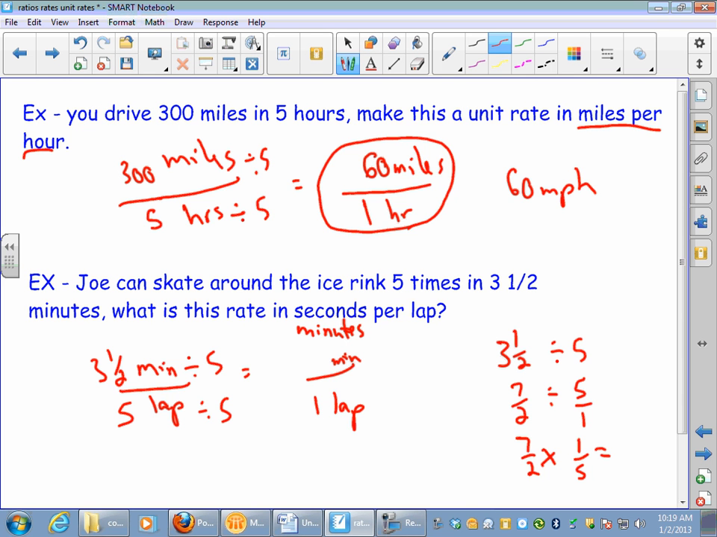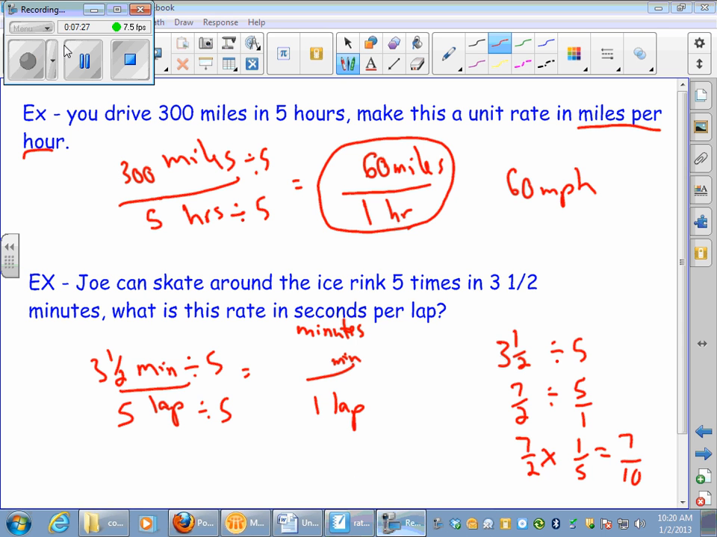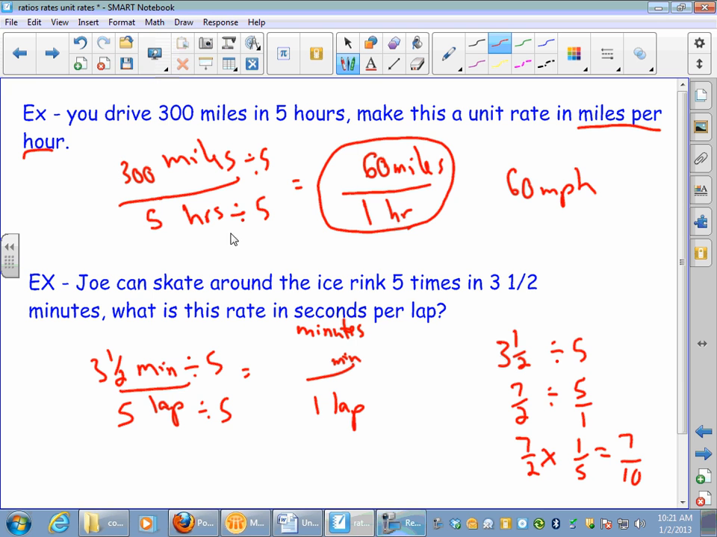Then when I divide, I flip the second fraction over, and I multiply. So when I do that, 7 times 1 is 7. 2 times 5 is 10. So it would be 7/10. So that comes out to be 7/10, and that's my answer. It takes 7/10 of a minute to go 1 lap. Now, that's great. We can do this.